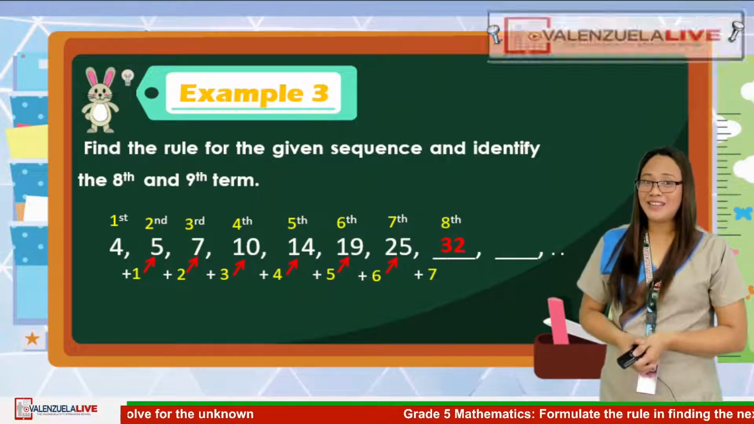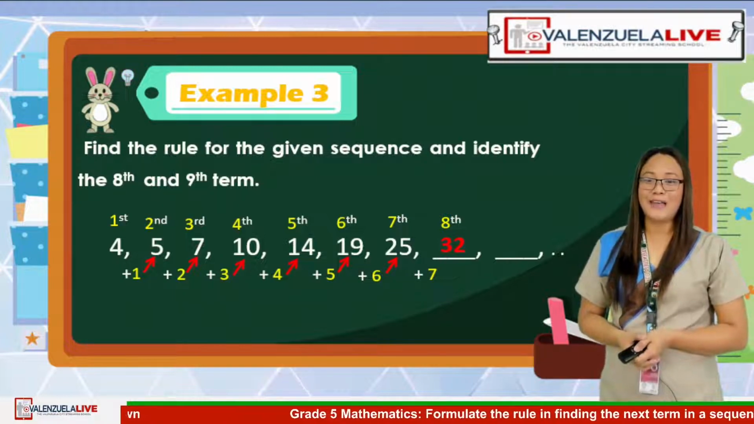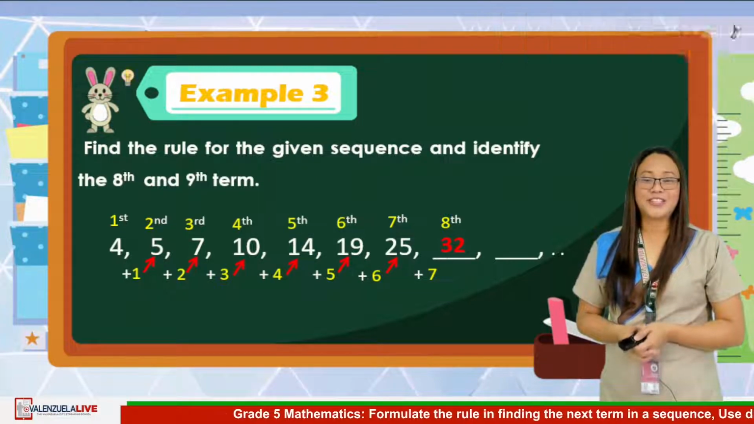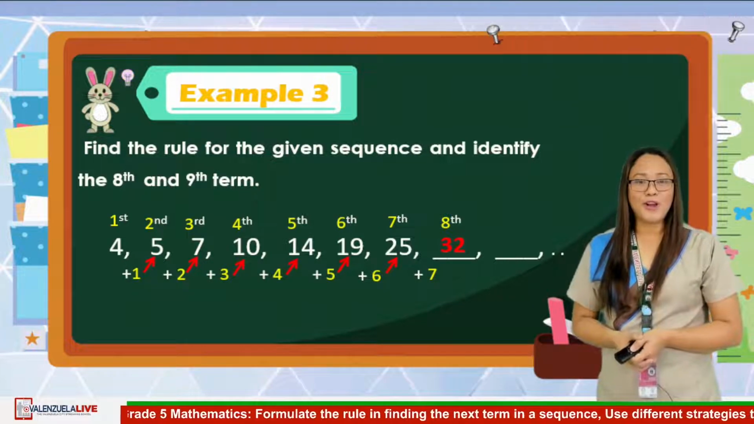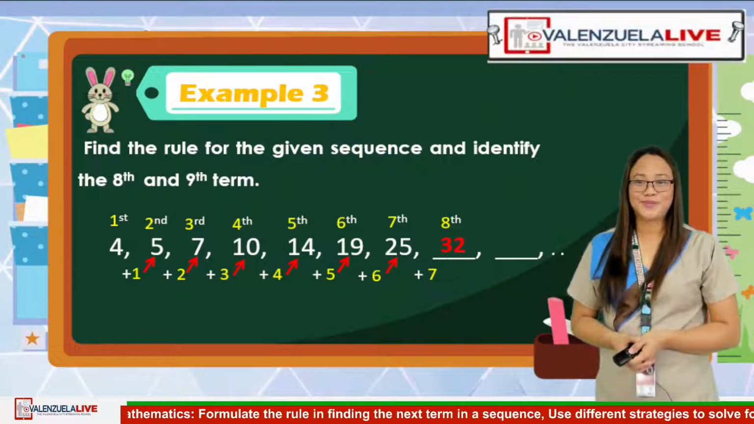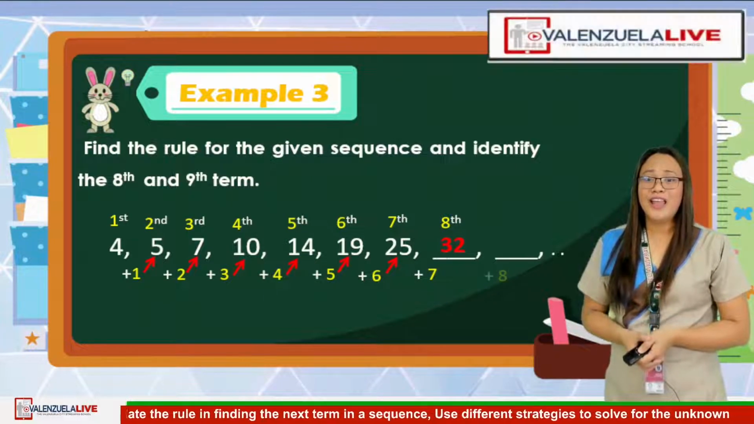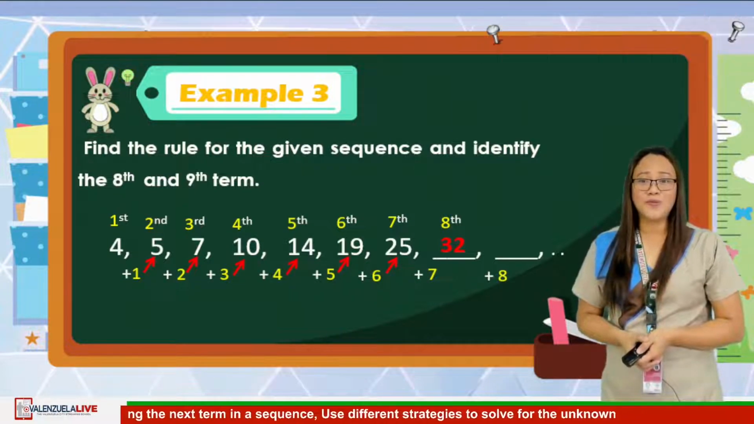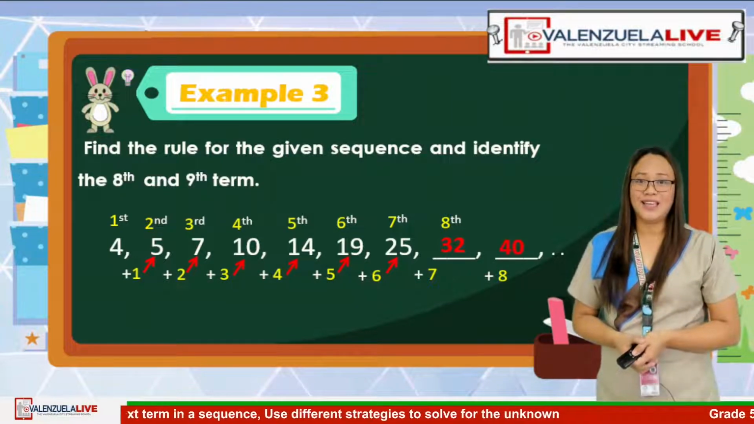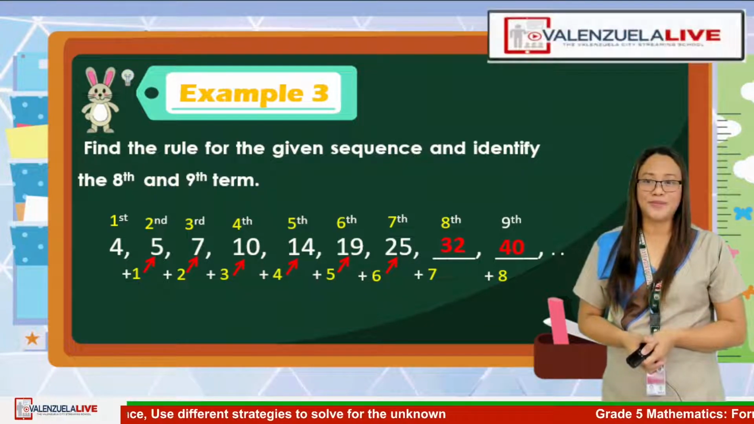Did you get it? Excellent, grade 5 maths. Now we have to get the ninth term. What could it be? What are we going to do? Great. So we have to add 8 to 32 to get our ninth term, which is 40. And that 40 is our ninth term.